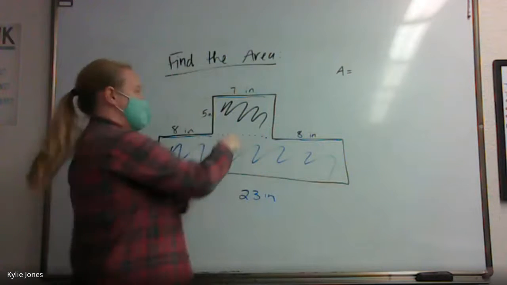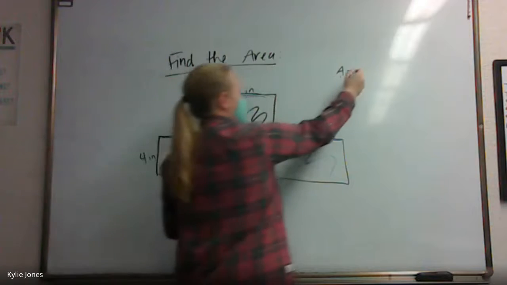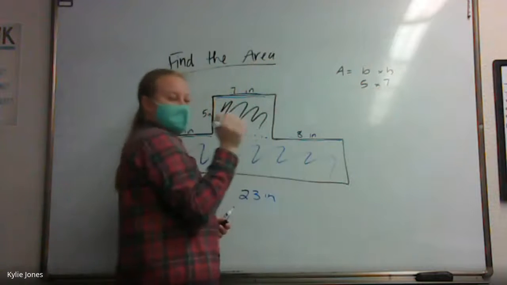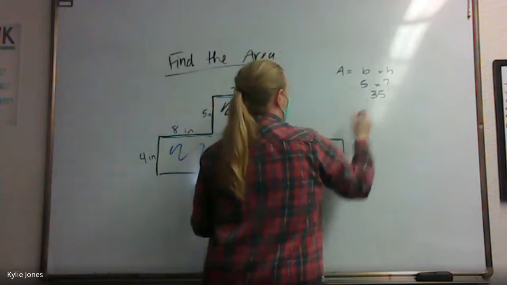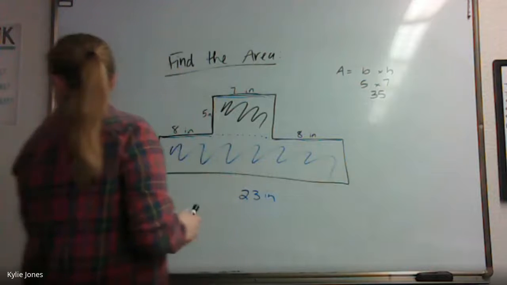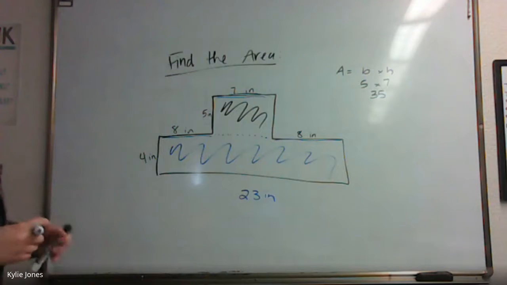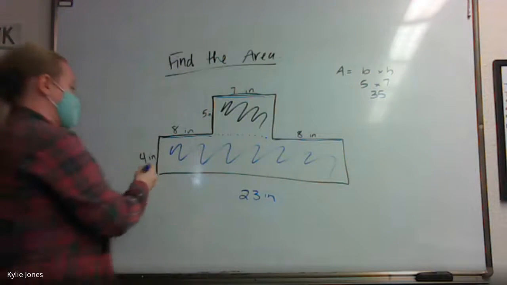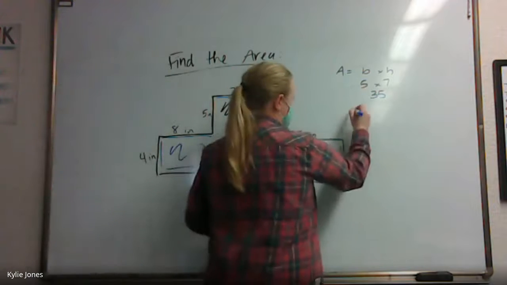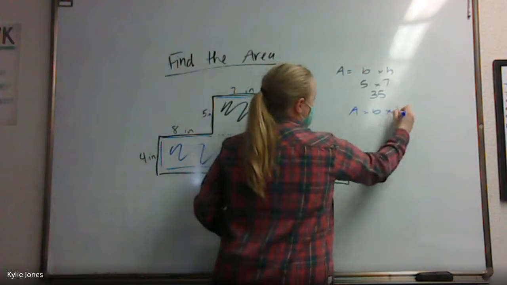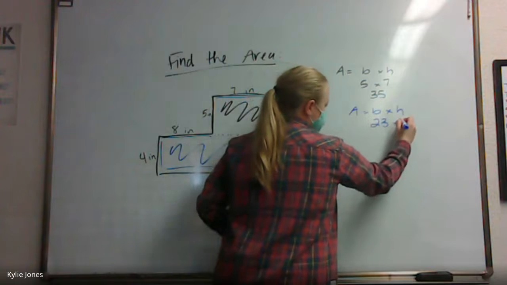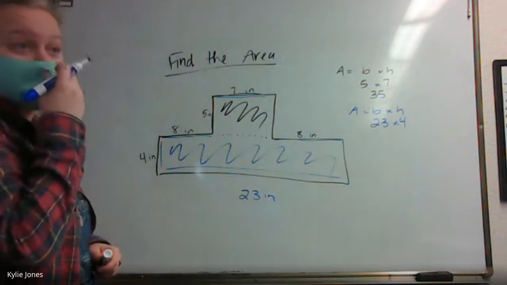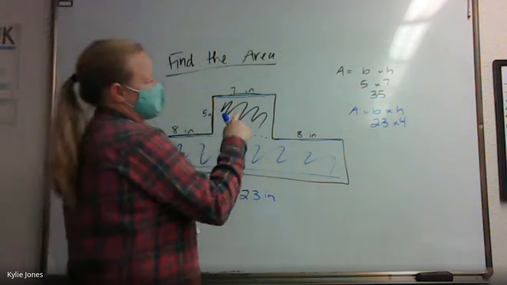5 times 7. So the base times the height. Good. Base times height, which is 5 times 7. What is 5 times 7? 35. So the area of the top is 35. How do I find the area of the bottom one? This blue shape. Good. So it's base times height again, right? Which is 23 times 4. 92? Good. It is 92.